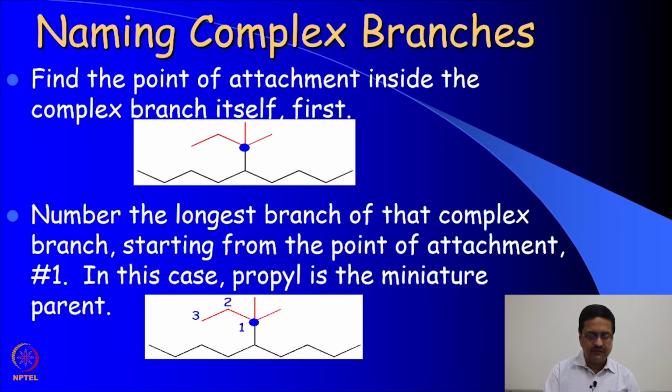So, starting from that blue dot, we can write the longest chain as 1, 2 and 3. Remember that we should write that as 1, not the chain that comes like this as the longest chain.